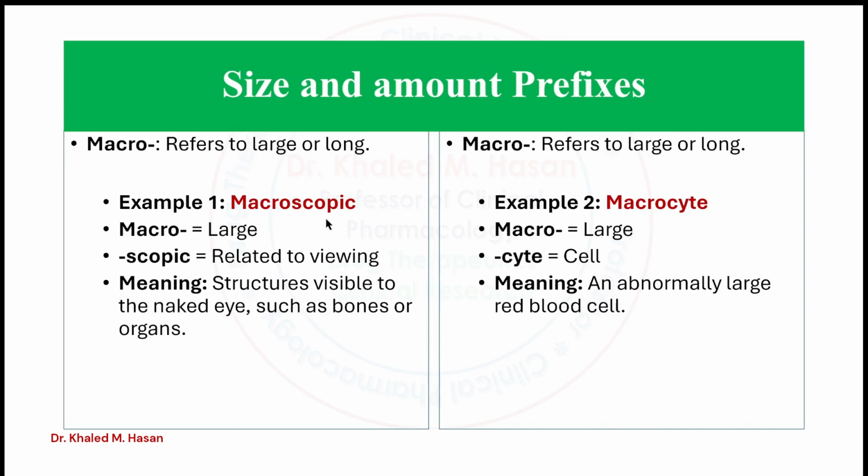The example here is macroscopic. Macro means large, and scopic means related to viewing. The meaning of macroscopic is structures visible to the naked eye, such as bones, organs, and so on. Another one here, we have macrocytes. In the blood cells, we have macrocyte and we have microcyte. Macrocyte means large, macro large, and cyte means cells, meaning abnormally large red blood cells. Microcyte could refer to some type of anemia, microcytic anemia, for example. Microcytic anemia is a case we have due to the deficiency of folic acid, for example.